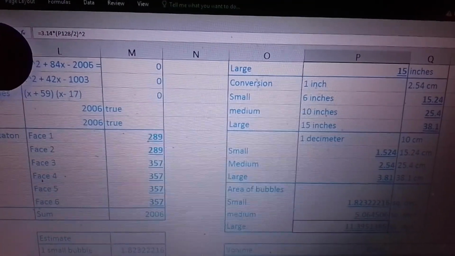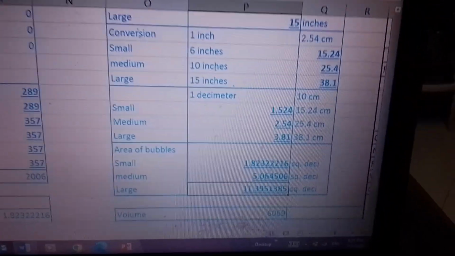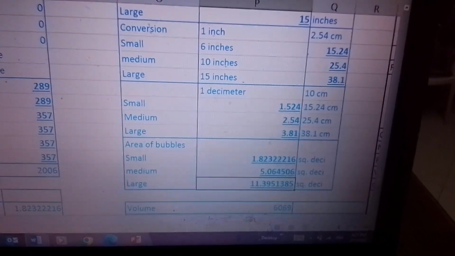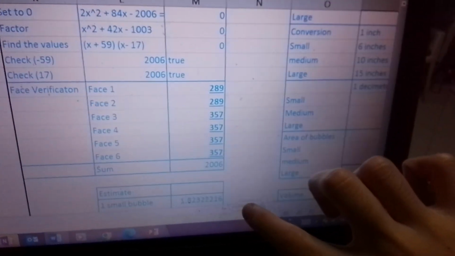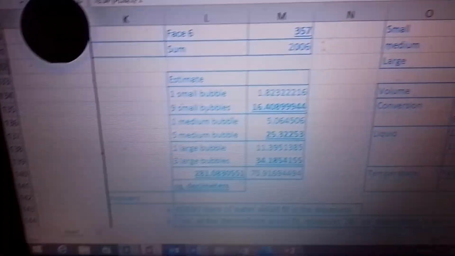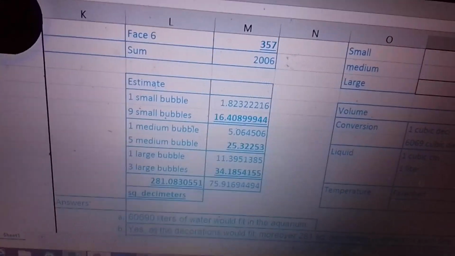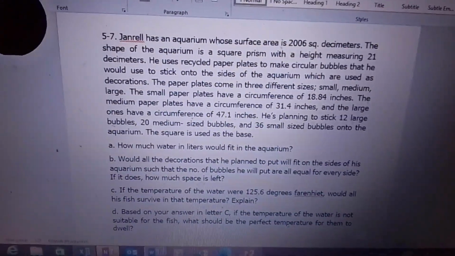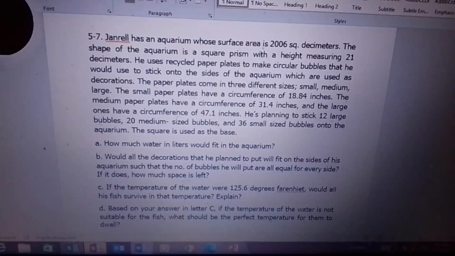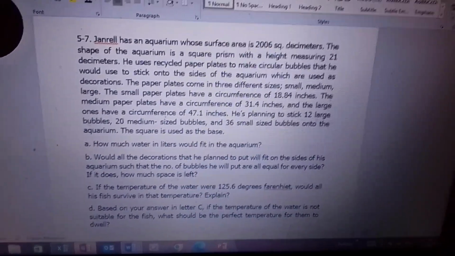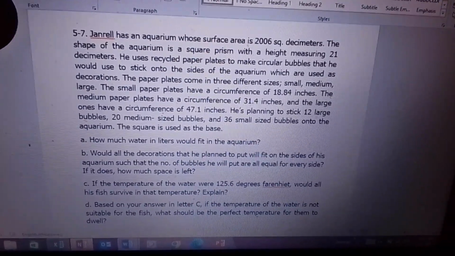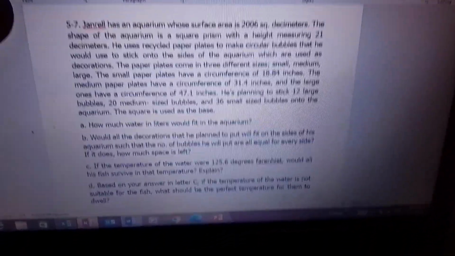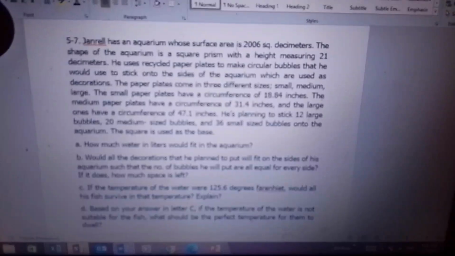Okay? And then you still do the same thing. And that's the area of the bubbles. Now, with the area of the bubbles, we need to estimate. That's why ganito yung paraan. Diba, remember this one, I put here, we estimate. So, we need to estimate how many bubbles can fit inside, and if they can all fit. Kasi nga sabi dito sa problema, it says here in the problem, he's planning to stick 12 large bubbles, 20 medium-sized bubbles, and 36 small-sized bubbles onto the aquarium. Yan. So, 12 large, 20 medium, and 36 small. So, we need to determine if all of these bubbles can fit. How many bubbles can fit?